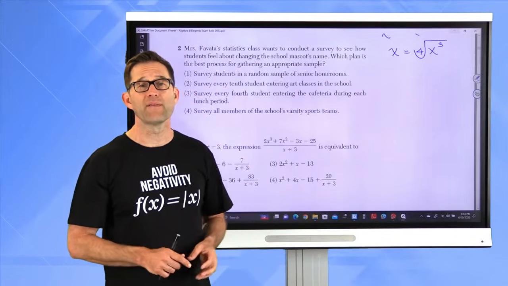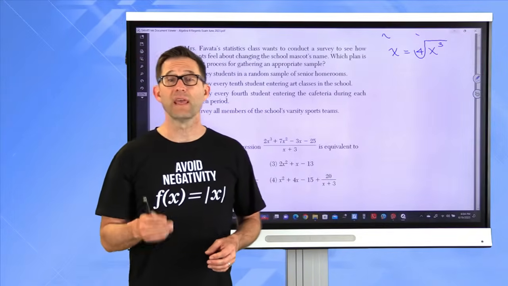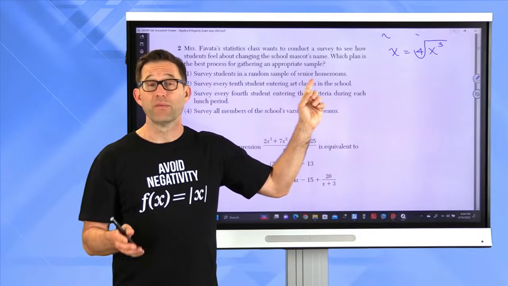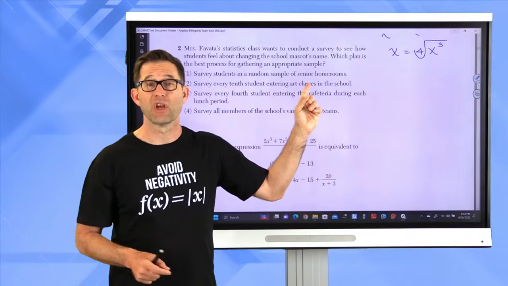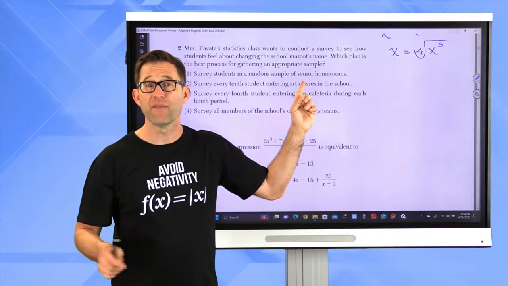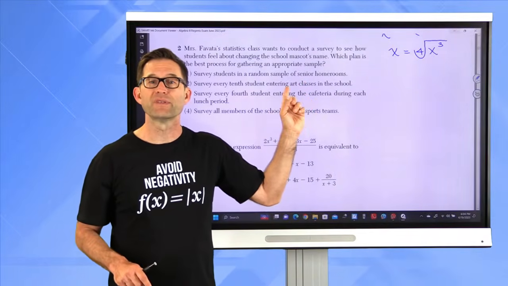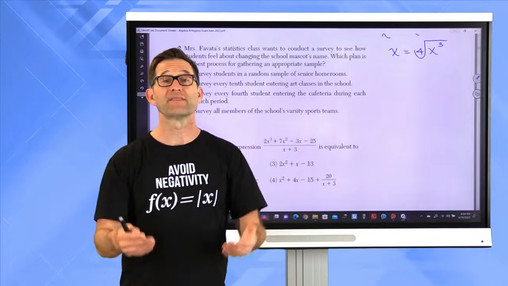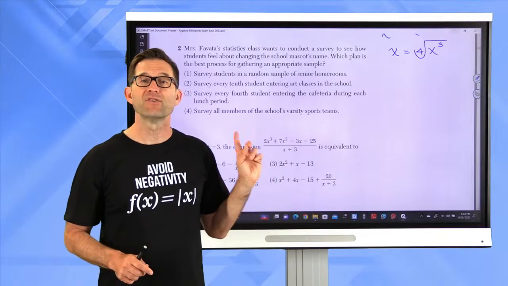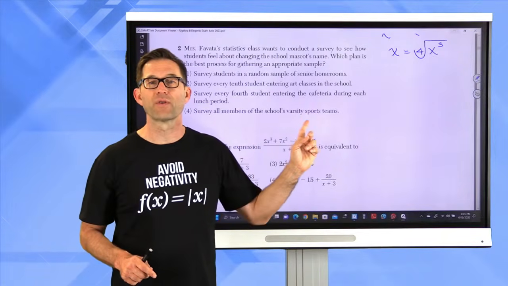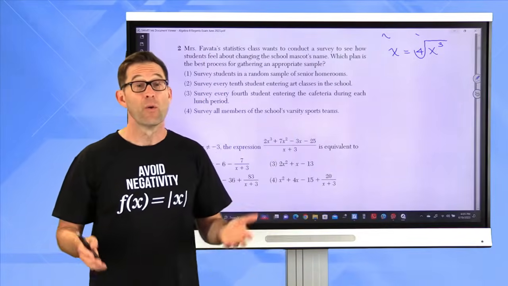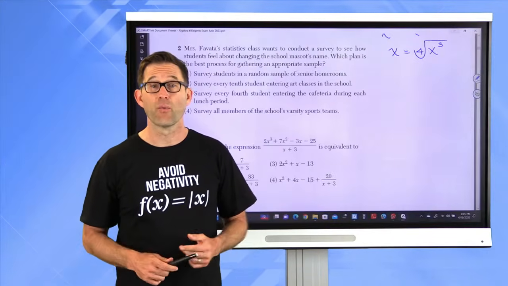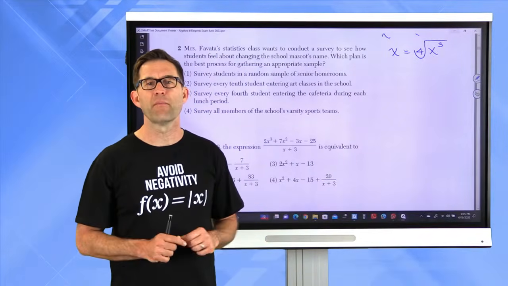And the problem with 3 out of these 4 choices is that you're getting students in very specific categories. Like choice 1, we're getting only seniors, but then we're only going to know whether the seniors want to change the mascot. And they probably don't because they've been there for 3 years already. Choice 2, we're going to only get people that are in art classes. Maybe the art students really are biased towards changing the mascot. I don't know. And choice 4, survey all members of the school's varsity sports teams. Well, obviously we're only getting people on the varsity sports teams who probably would want to have the mascot stay the way it is. Not maybe all of them, but they probably have a bias towards it.